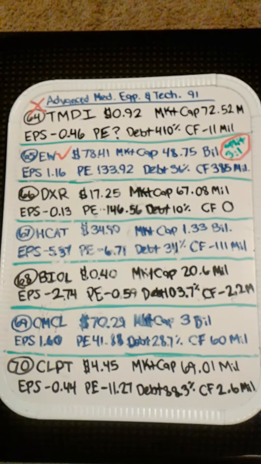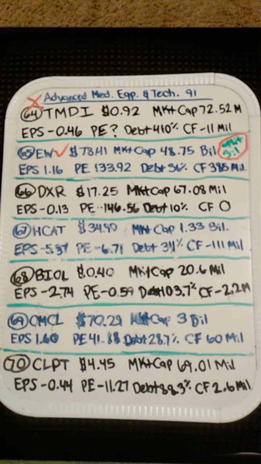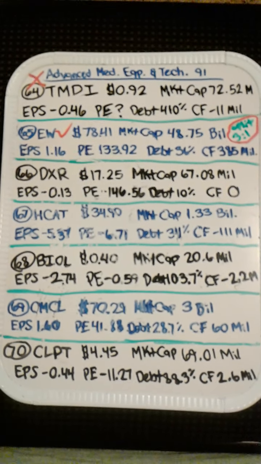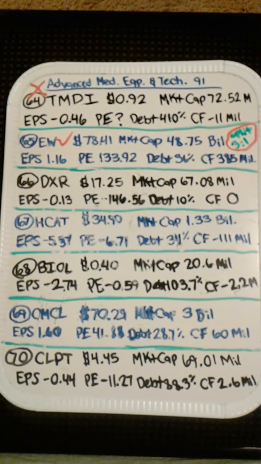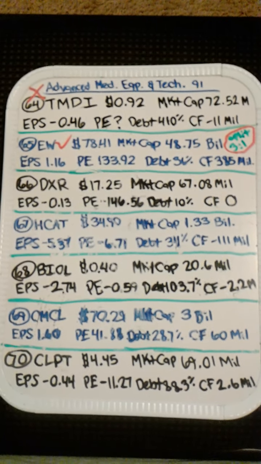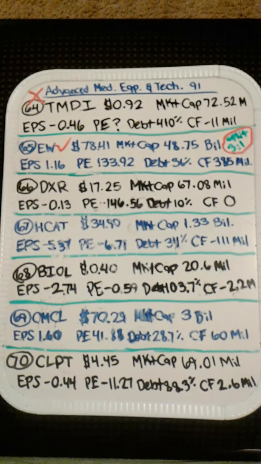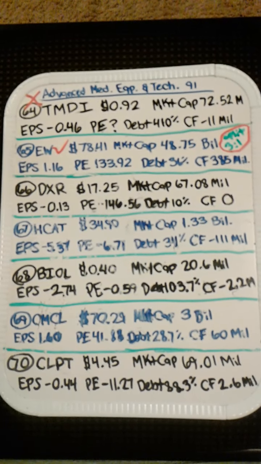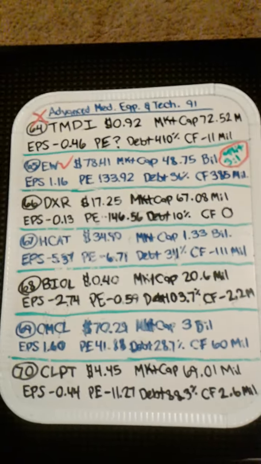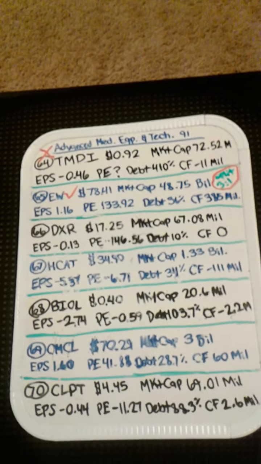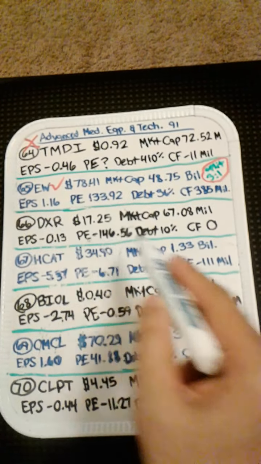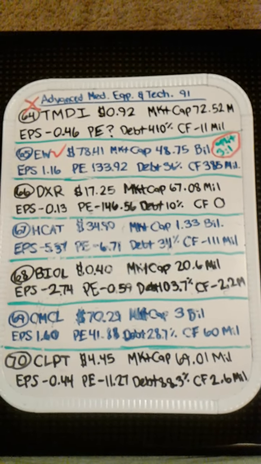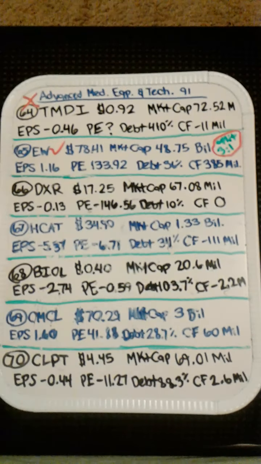So next up is DXR at $17.25. Market cap is at 67 million. Earnings per share is at negative 0.13. PE ratio, price per earnings ratio, is at 146. Actually negative. That's a negative. I gotta put that in there. That's a negative 146. Debt is at 10%. Cash flow is at 0.